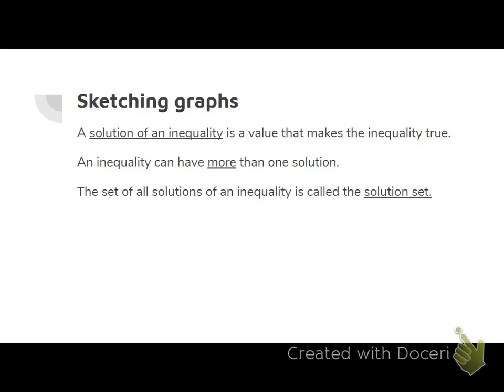All right, a little more vocab for us, or some ideas here. A solution of an inequality is a value that makes the inequality true. An inequality can have more than one solution. So with equations, unless it was an absolute value, if it was just a regular old equation, we usually had one answer to it, unless it was a special situation. Inequalities will usually have more than one solution. Okay, the set of the solutions is called the solution set. I don't know that you need to put that in your notes, but you can if you would like.